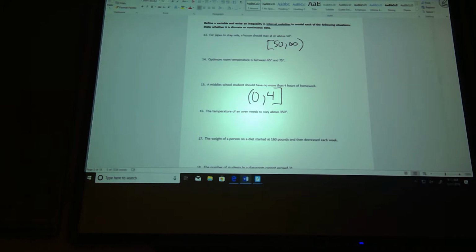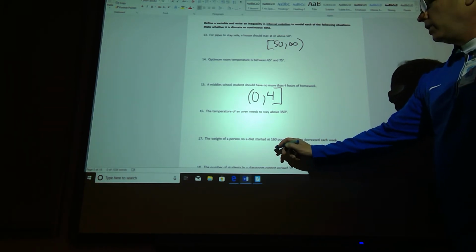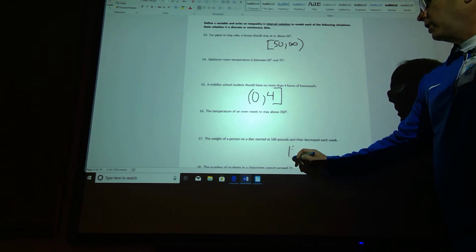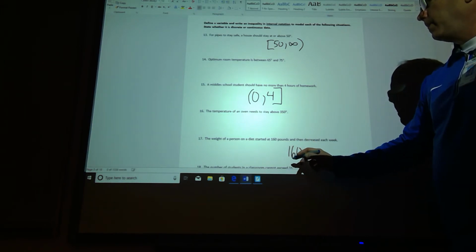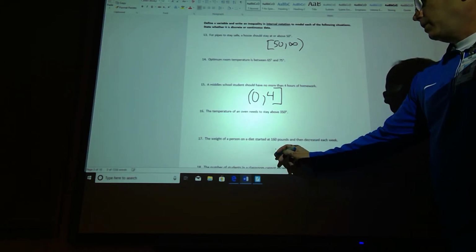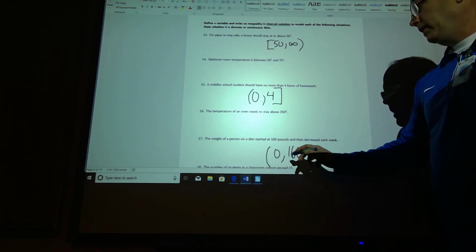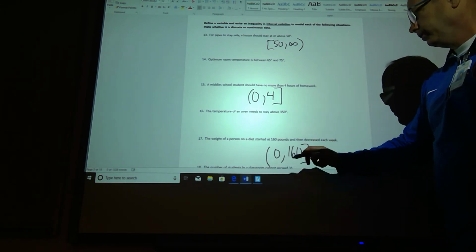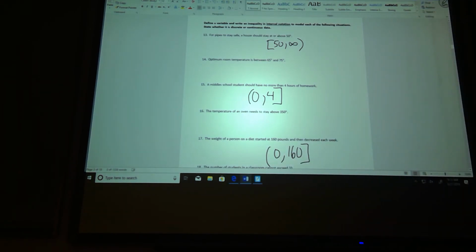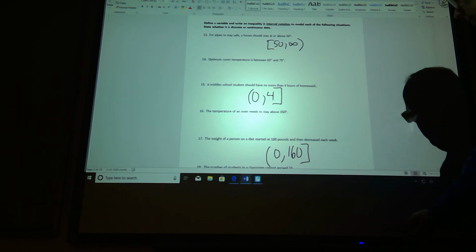Number 17, the weight of a person on a diet started at 160 pounds, then decreased each week. Okay, so they started at 160 and they're decreasing. So they probably could get down to 0, but that's kind of unrealistic. And that would be continuous as well because you don't lose a whole pound at a time. You lose a portion of a pound at a time.